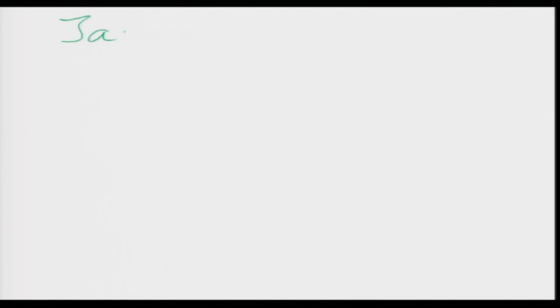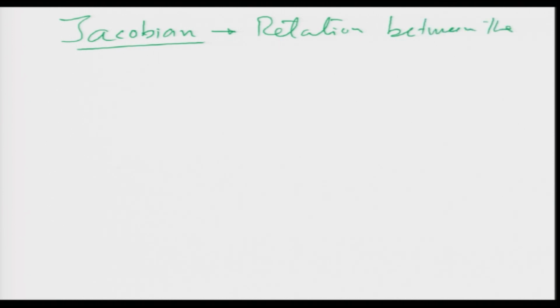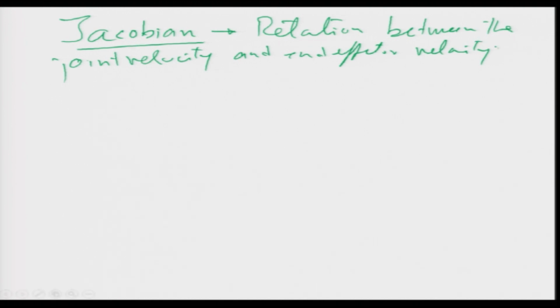Now the next thing we need to look at is the Jacobian, which gives the relation between the joint velocities and the end effector velocities. What is the relationship between the joint and end effector velocities, and why is it important? Let us understand how a robot works, then it will become clear.